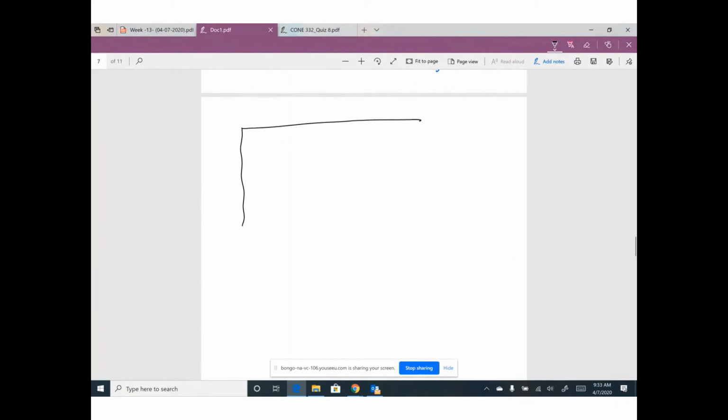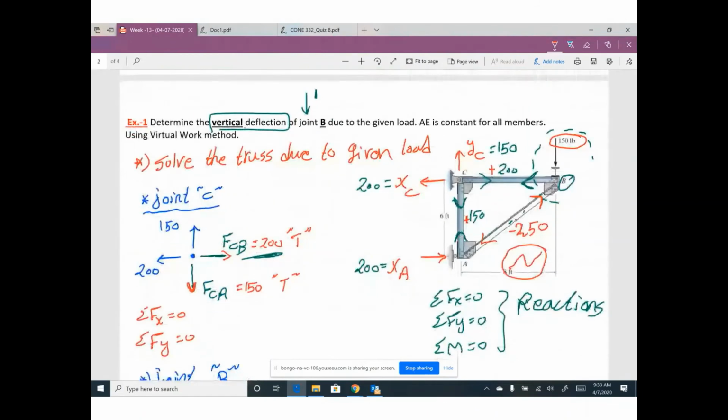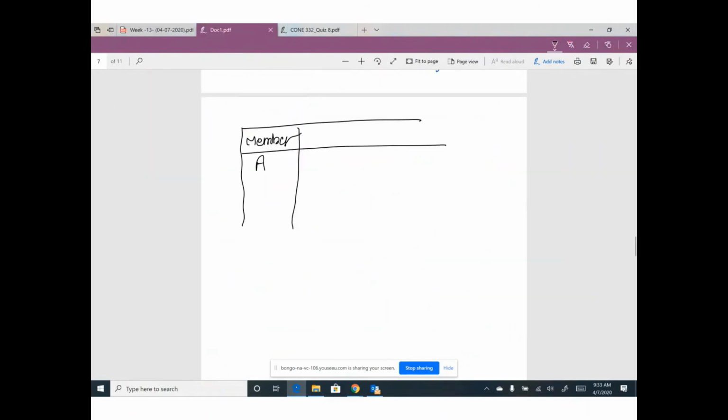This table will have the first column as member. How many members do you have? We have 3 in your problem: member AB, member AC, member CB. Okay, go ahead and put these members: AB, AC, and CB.